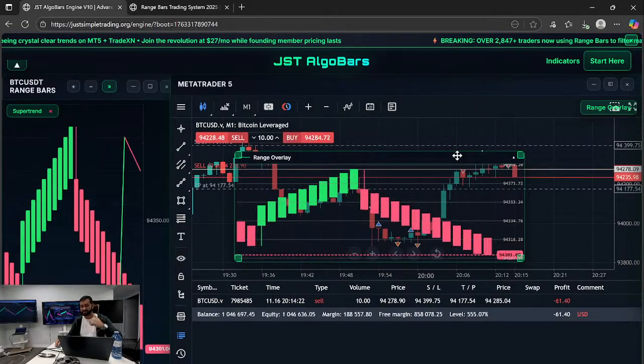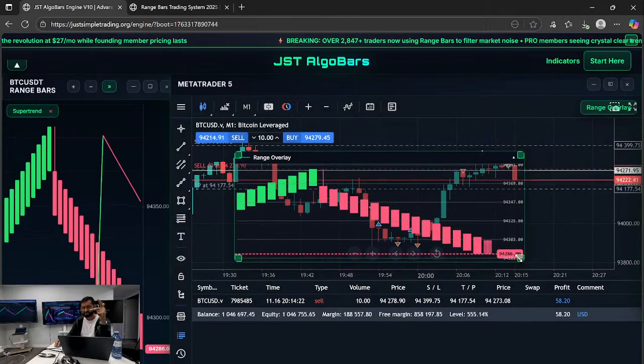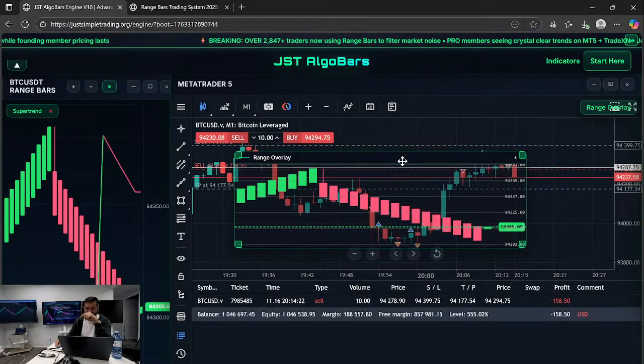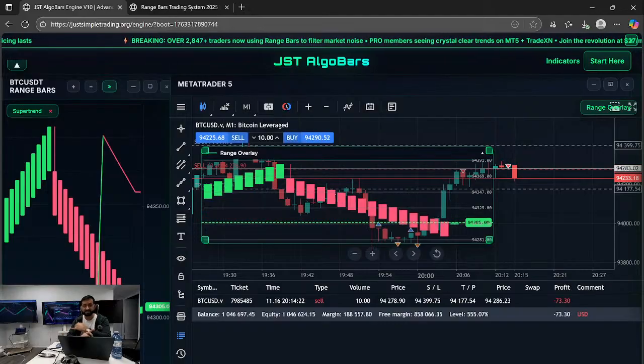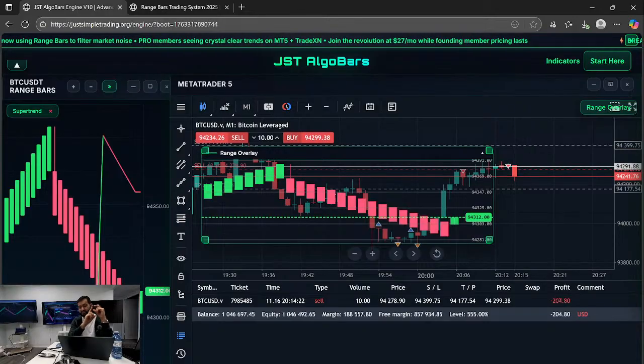So we entered based on the trend reversal. We set our stop loss, we set our take profit at 100 points. And now we're just going to let it ride out. So our risk is very low, always less than 1%. And we're always making sure that we're being protected because we're setting our stop loss.